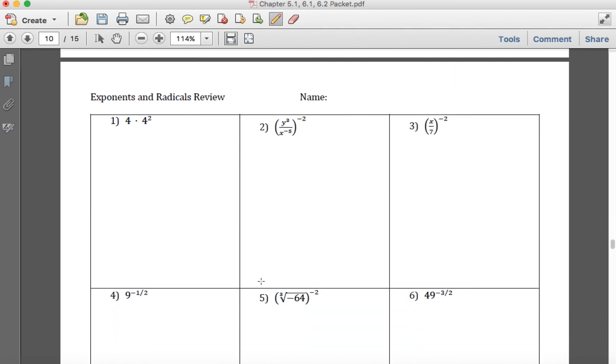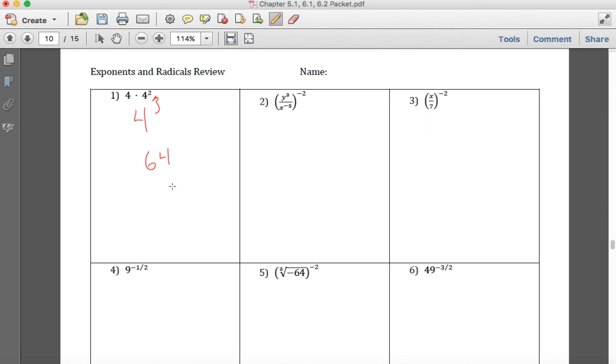Next page, okay, problem number 1, 4 to the 3rd, which is 64. Problem number 3, flip that upside down, 7 over x squared. Squared goes into both, 7 squared over x squared. Final answer, 49 over x squared.